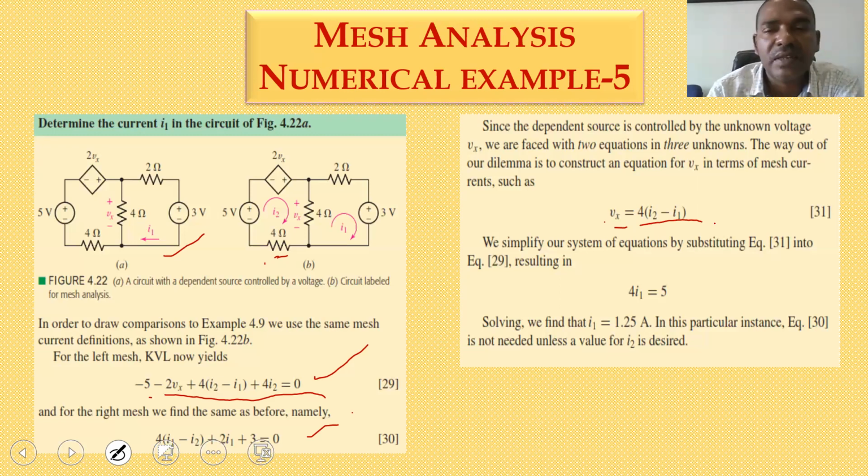So three equations are there, and three unknowns are there: Vx, I1, I2. So calculate for the I1 value. If you calculate, finally you are getting 4 I1 is equal to 5, or I1 is equal to 1.25 amperes. Okay. Next problem.